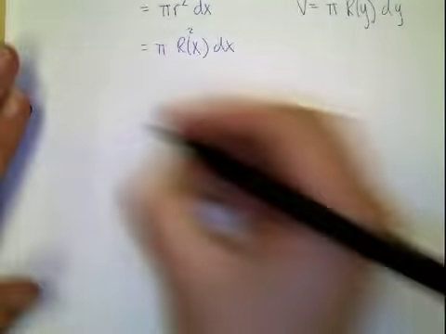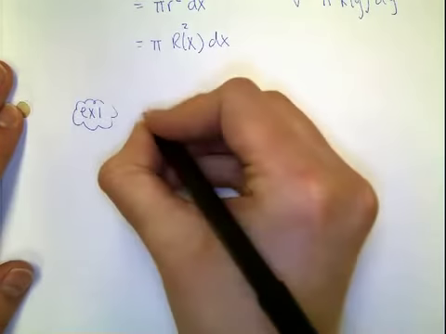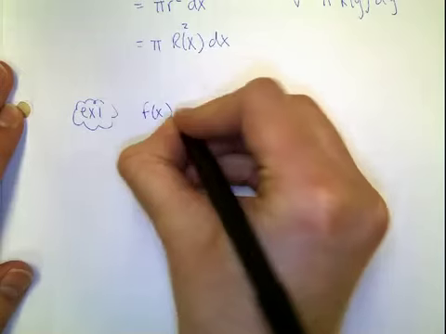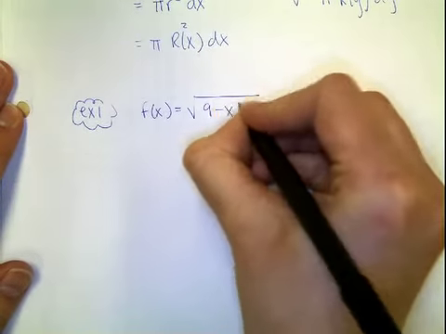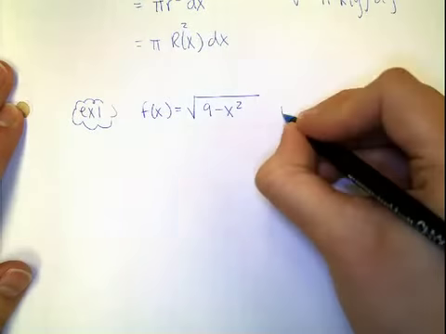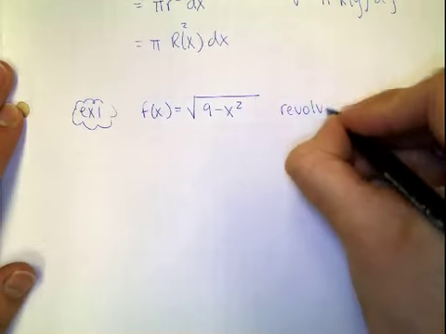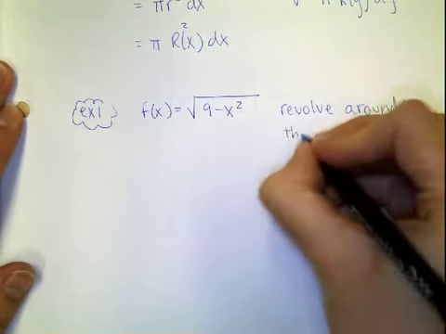And the first example we're going to do, example 1, we are going to take the graph f of x equals the square root of 9 minus x squared, and we're going to revolve it around the x-axis.